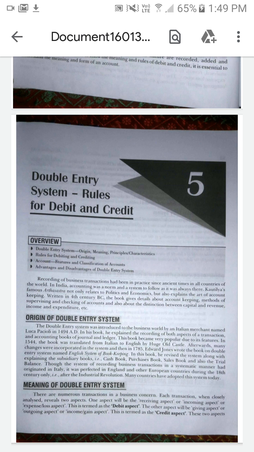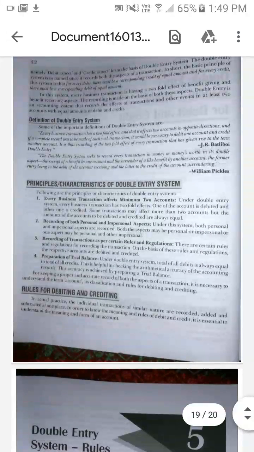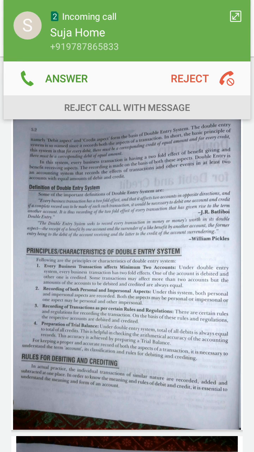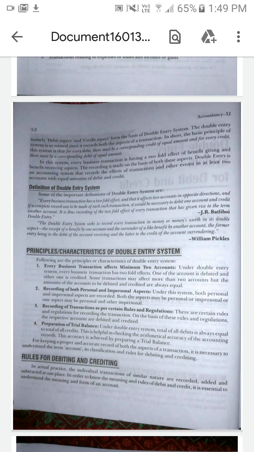It's a very important point. Okay, so these two aspects, called the debit aspect and the credit aspect, are the basis of the double entry system of bookkeeping. Okay, so the basic principle of the system. What is the basic principle of a double entry system?